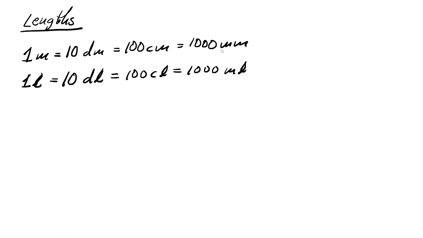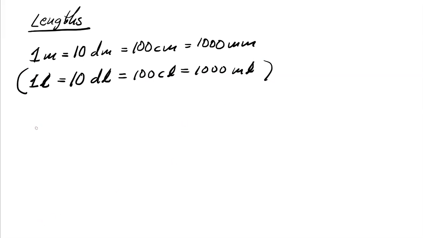So you see that these transformations between units have nothing really to do with length. It has more to do with the prefixes. So deci, centi, and milli. And now you can also go the other way around. For example, if you have 1 decimeter, you can convert that to meters.